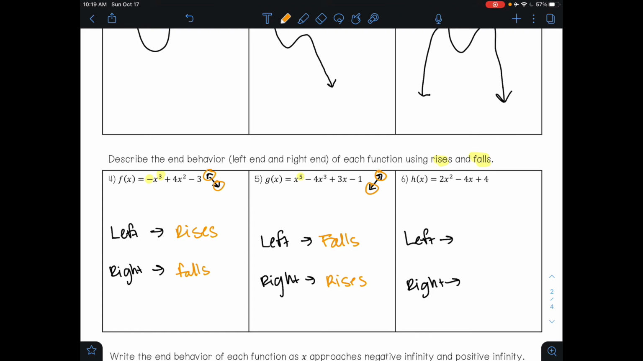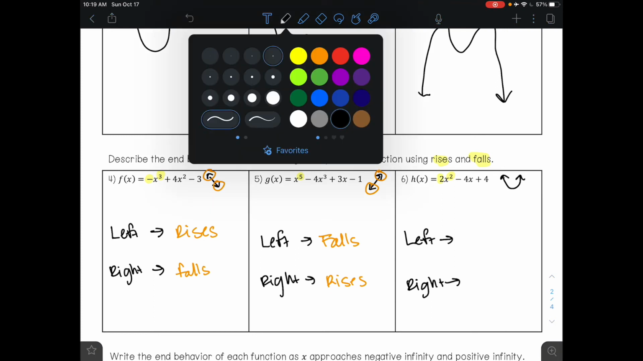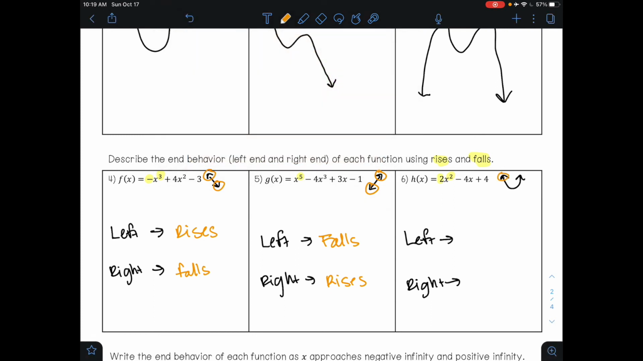On example 6, I have a leading coefficient that is positive, and I have the highest exponent of 2. So I know this is going to be an upward facing parabola. So the left side is pointing up, so the left side rises. The right side is pointing up, so the right side rises. And that's all that it's asking you for here.